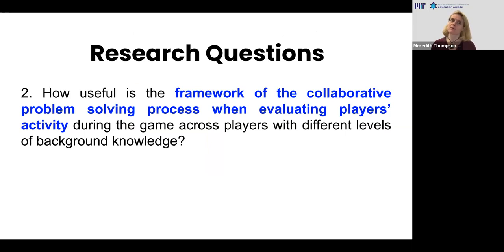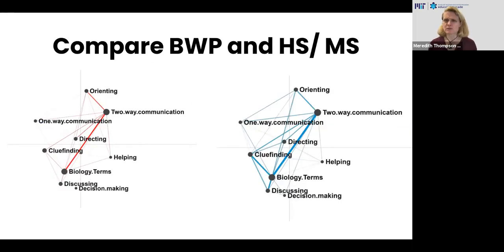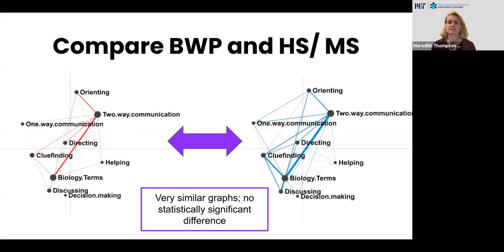So speaking of collaborative problem solving, how useful is the framework of the collaborative problem solving process when evaluating players' activity during the game, especially across players with different levels of background knowledge? One of the things we did was we were curious what the collaborative problem solving process looks like between the older students and the younger students. When you look at these two network diagrams, it looks very, very similar. I'm going to keep on going for the sake of time, but feel free to ask me questions. So there is no statistically significant difference between these two network graphs.